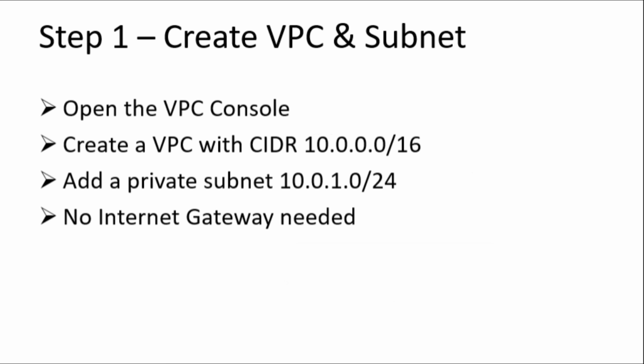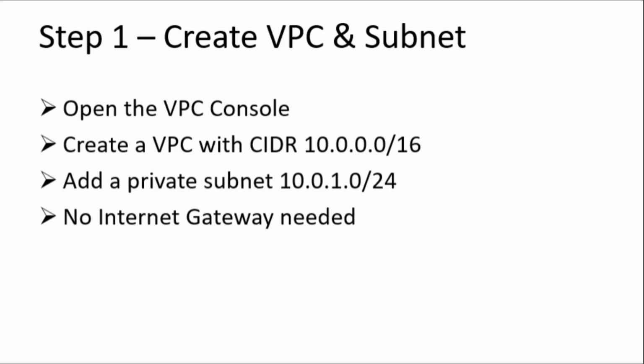All right, let's begin our journey by creating the foundation of our network. Open the VPC console in AWS. Here, we'll create a brand new VPC with the CIDR block 10.0.0.0/16. Think of this VPC as our own private data center in the cloud, an isolated network where we'll place our servers and VPN endpoint.